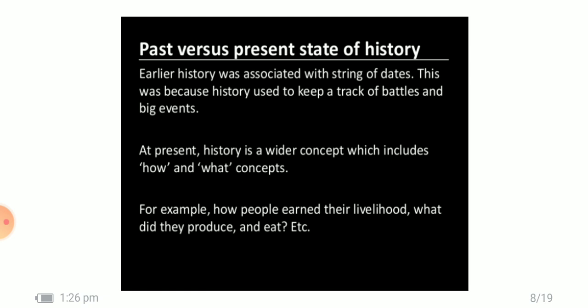At present, however, history is a wider concept which includes how, what, and where. History is a wider concept. For example, how people earned their livelihood, we can learn from history. How people collected fruits and vegetables, how people started to develop agriculture, how people started to produce food, how people started to invent things, utensils, instruments, and tools, and how people ate in the past, and how people played in the past, etc.